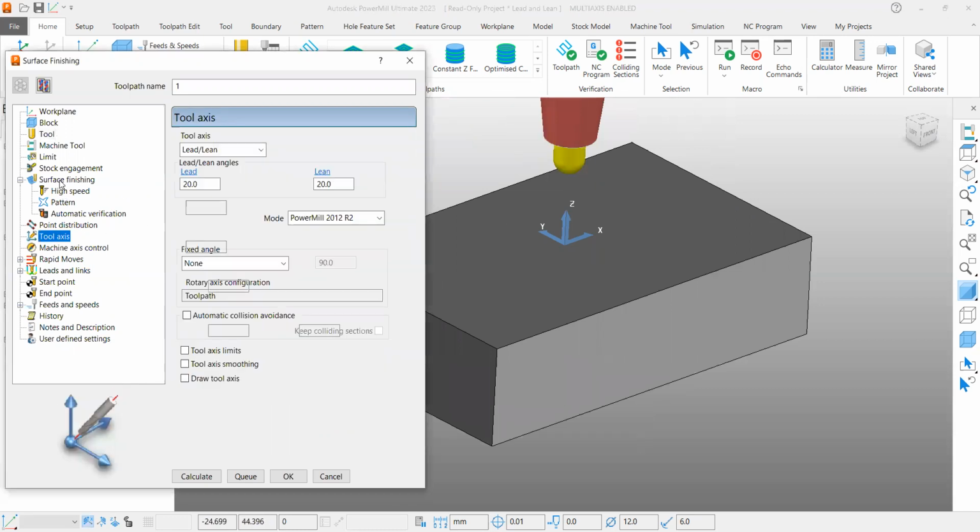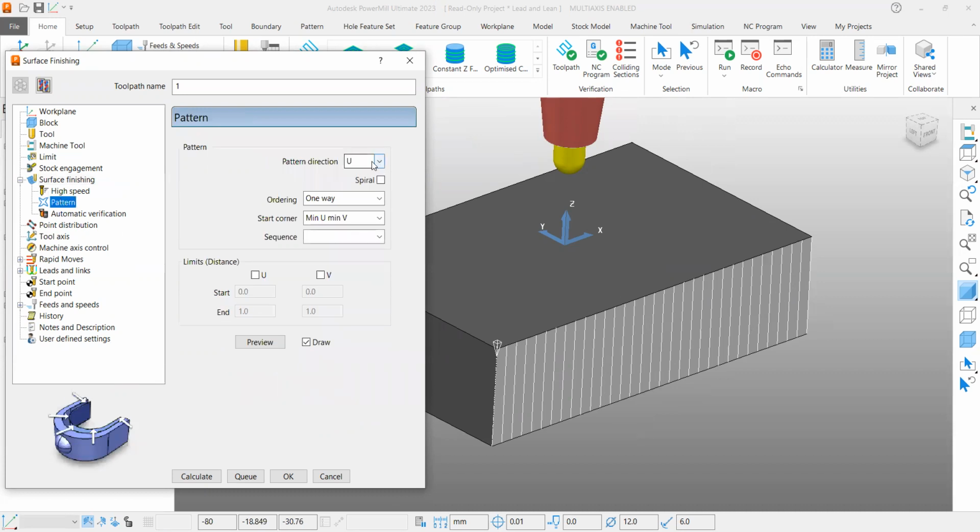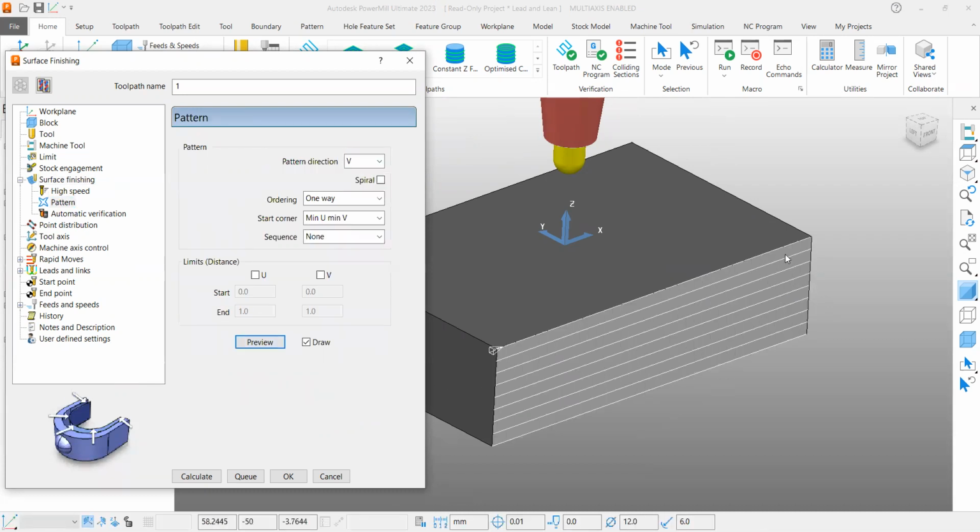Before proceeding, you just say preview here so that you can know how the toolpath is going to generate. In this case, it is vertical. I don't want it to be vertical, so I will change the pattern to V. Again, I'm going to preview it. You can see that it is in the way of surface I would like to have, and also two-way. So now it is finished.